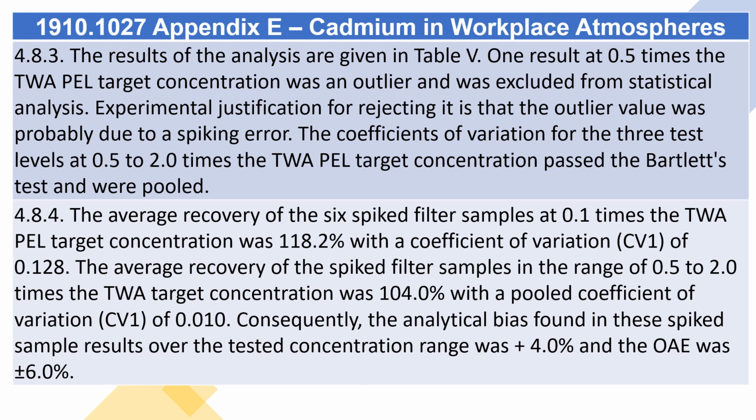4.8.4. The average recovery of the 6 spiked filter samples at 0.1 times the TWAPL target concentration was 118.2% with a coefficient of variation, CV1, of 0.128. The average recovery of the spiked filter samples in the range of 0.5 to 2.0 times the TWA target concentration was 104% with a pooled coefficient of variation, CV1, of 0.010. Consequently, the analytical bias found in these spike sample results over the tested concentration range was plus 4% and the OA was plus or minus 6.0%.